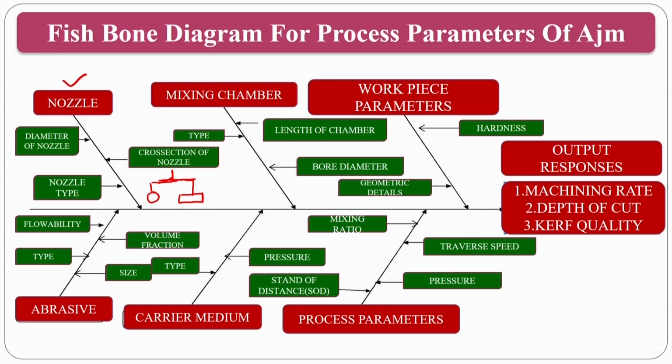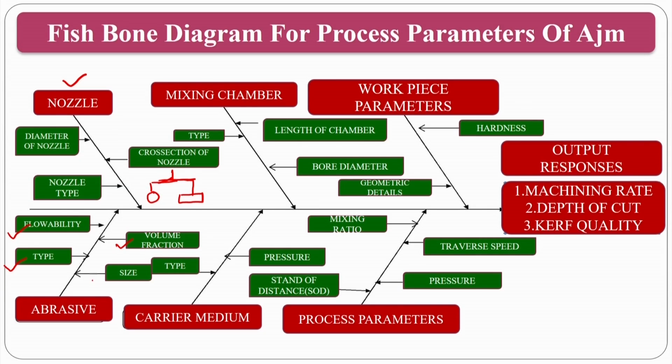For the mixing chamber, as the length of the chamber increases, the mixing will be better, but at the same time it may decrease the velocity. Then the bore diameter, type of chamber and other things. Among workpiece parameters, the hardness of the workpiece, geometry details and other things will play a major role. In the abrasives, the flowability of abrasives, the type of abrasives like SiC, that is silicon carbide, alumina, boron carbide or cerium oxide, and the volume fraction that you are going to mix, that means whether you are going to mix 1:1 or 1:10 or something.